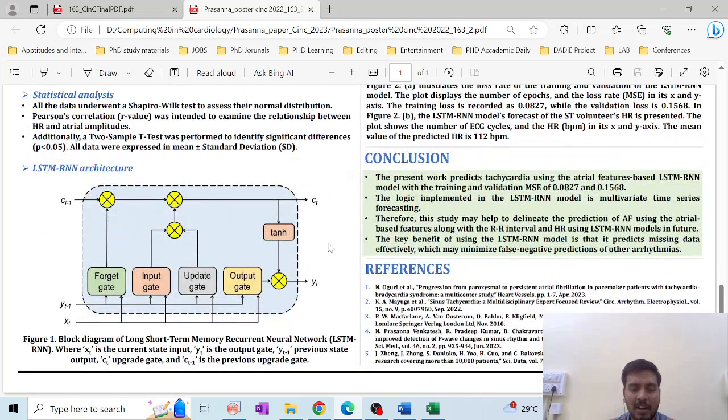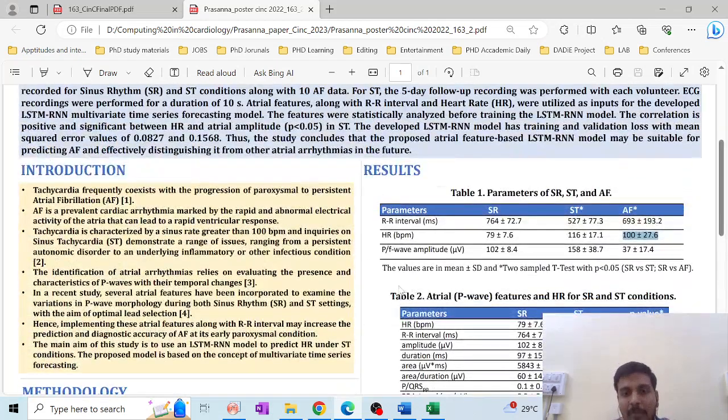The architecture we used to develop the model is LSTM RNN. LSTM is a long short-term memory recurrent neural network, which has four different gates shown in figure 1: forget gate, input gate, output gate, and update gate. Here X is the input, Y is the output, and C is the update, and C t minus 1, Y t minus 1 are from the previous LSTM architecture. The total model we developed consists of an LSTM layer, a dropout layer, and a dense layer. Before training the model, we scale the data using a min max scaler.